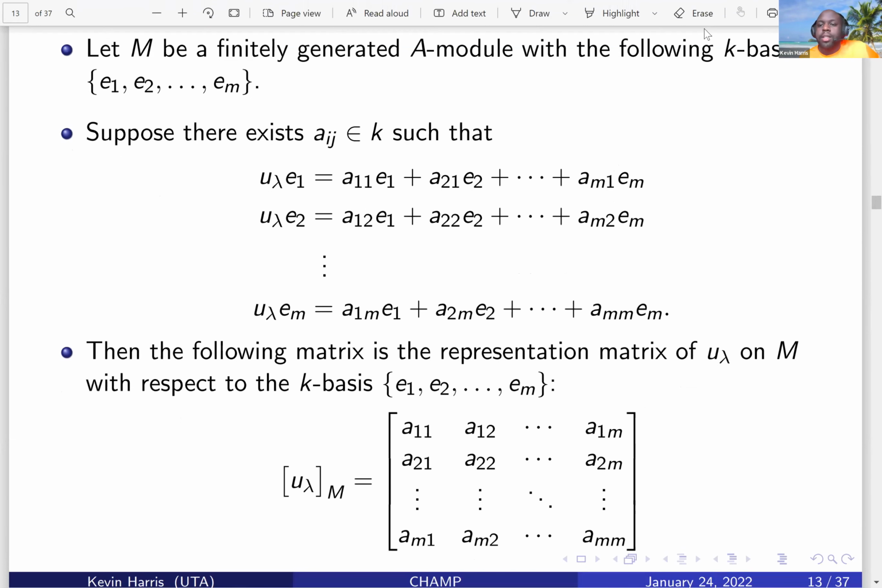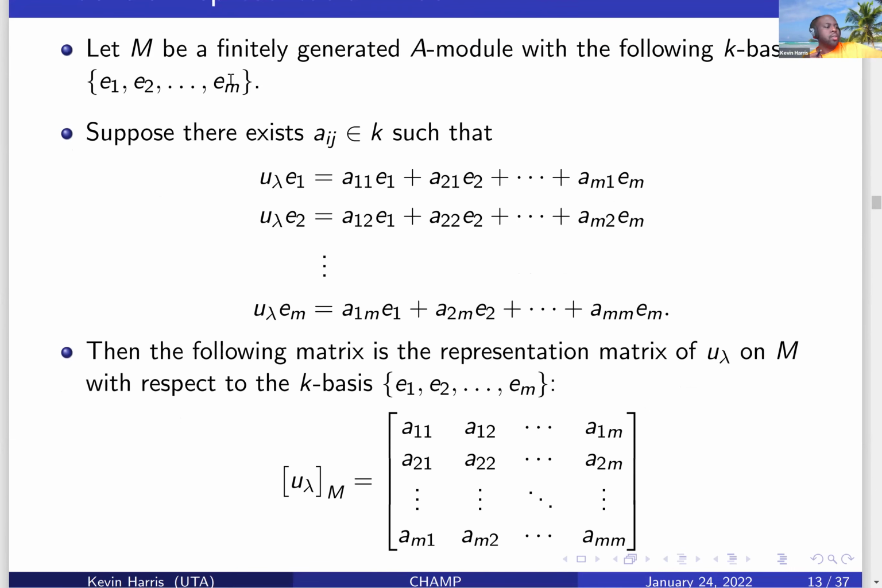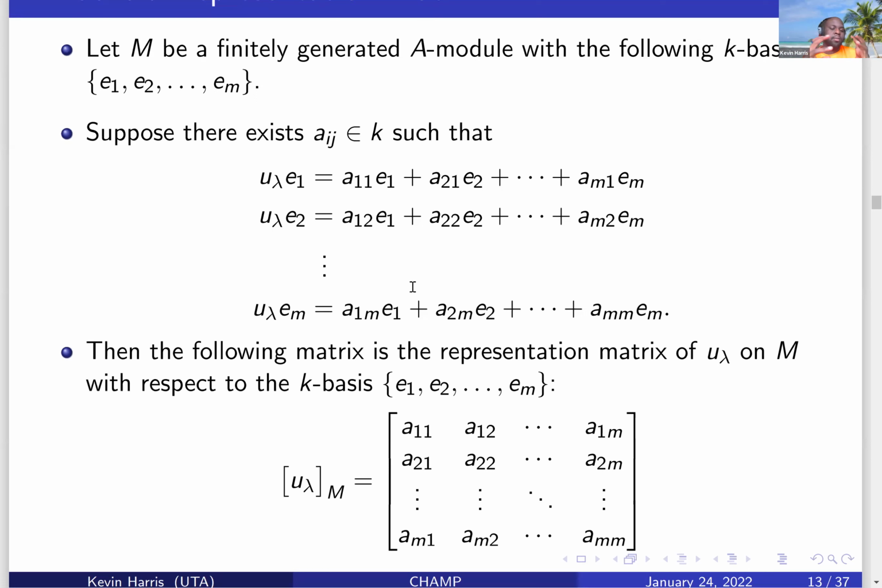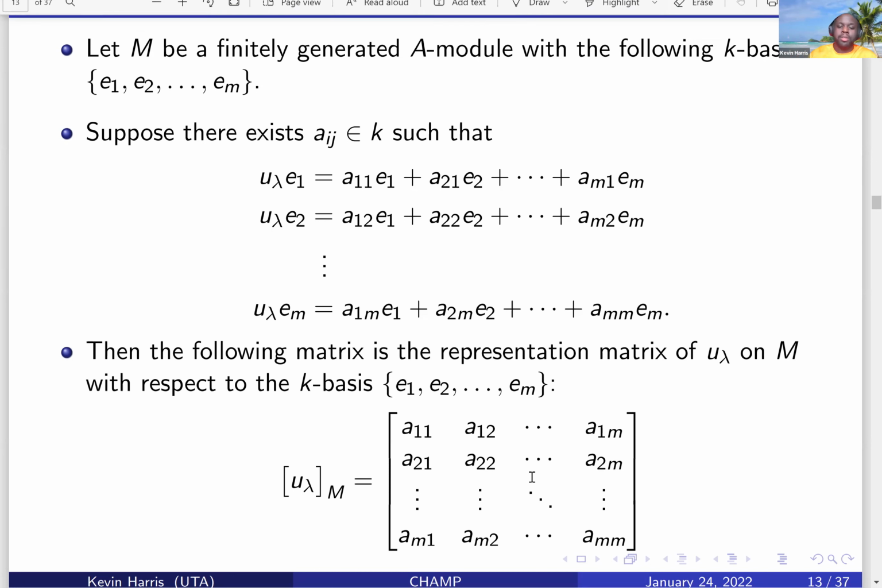So if we let M be a finitely generated A module with the following K basis, so let that be its basis. And we suppose that there are going to exist some A sub ij belonging to the field such that all this fun stuff happens. Then we can take a matrix and use that as the quote unquote representation matrix of u lambda on that module with respect to that k basis and represent it this way.